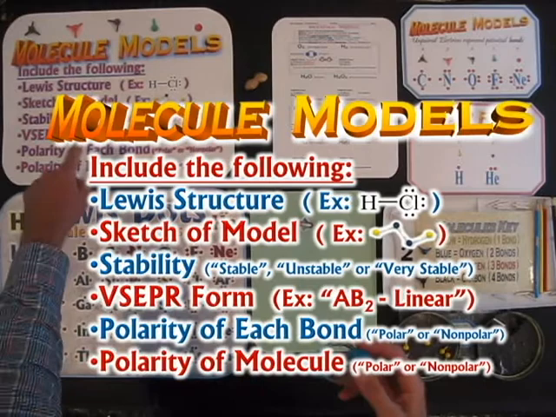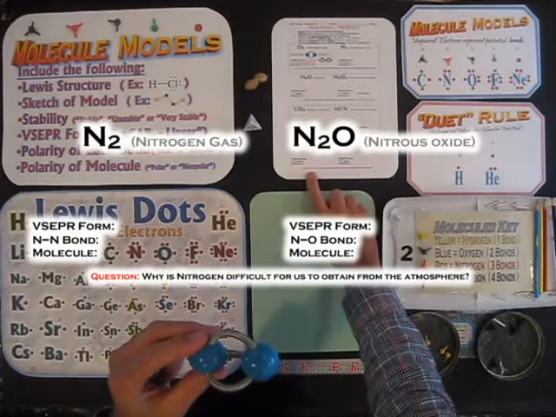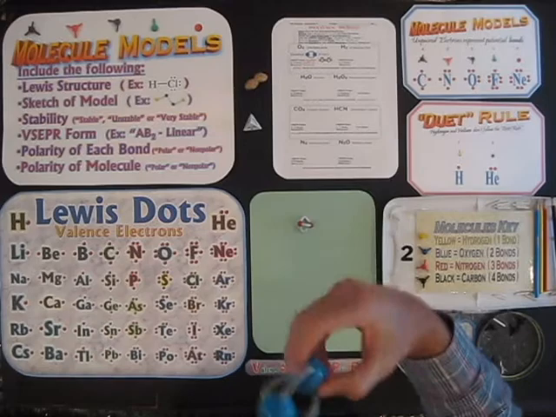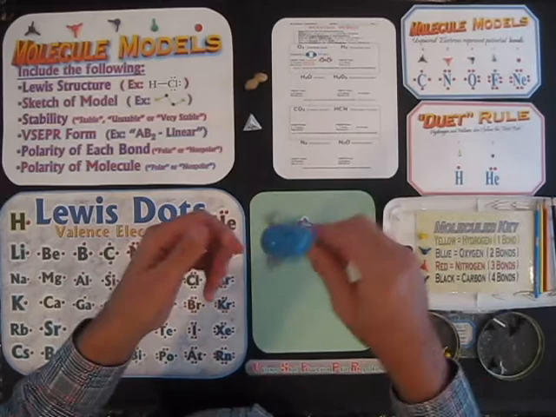So one of the questions is, why is nitrogen difficult for us to obtain from the atmosphere? Well, look, can you see why? Why is that so hard for us to sort of break apart, to take into our system? We need nitrogen, and it's all around us, but look at that. Don't you think that that would be a tricky bond to try to break?